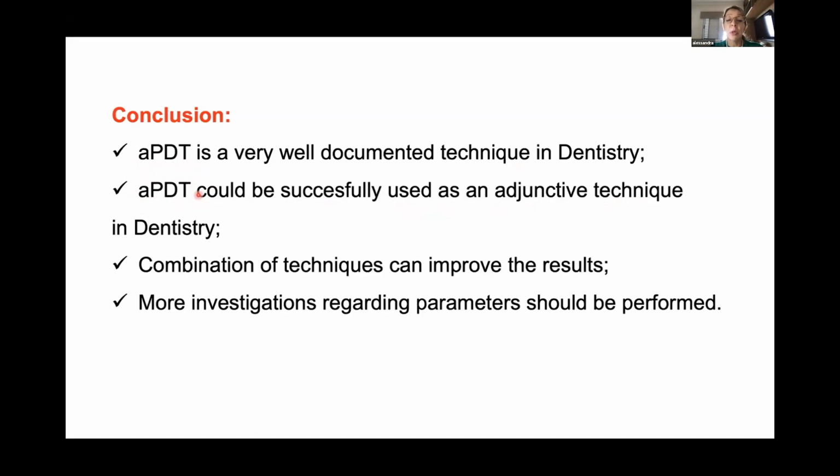Of course, for example, in caries lesions, periodontal disease, and endodontic infection, we need to go through the mechanical removal before starting APDT. A combination of techniques can improve the results. We are now working on more experiments based on the association of ultrasound and photodynamic therapy, because, based on our first results, we believe this technique can significantly improve the results of antimicrobial photodynamic therapy.